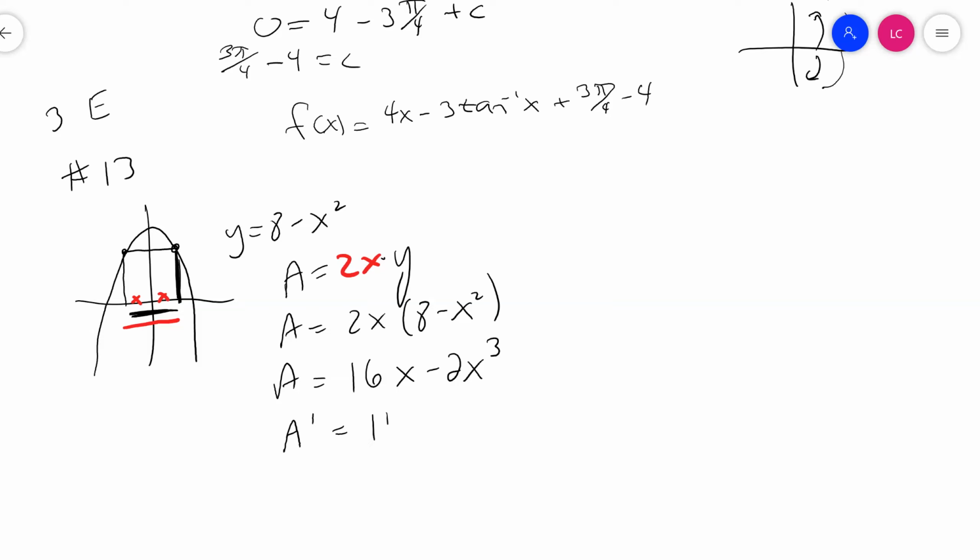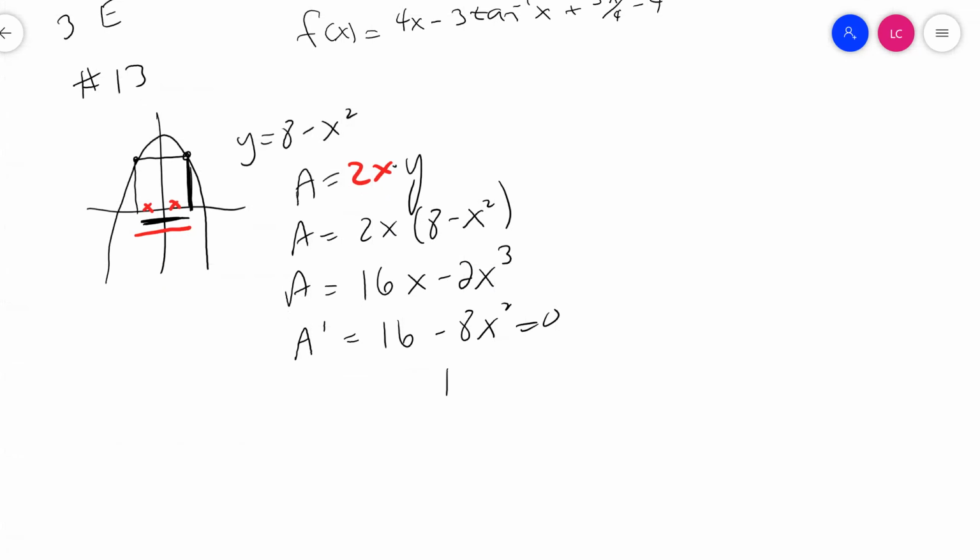Now I'm going to take the derivative. And I'm setting it equal to 0 because I'm finding the critical numbers, right? So 16 is 8x squared. So that gives me x squared is 2. So plus or minus root 2 is x. So that's what these two x values are.